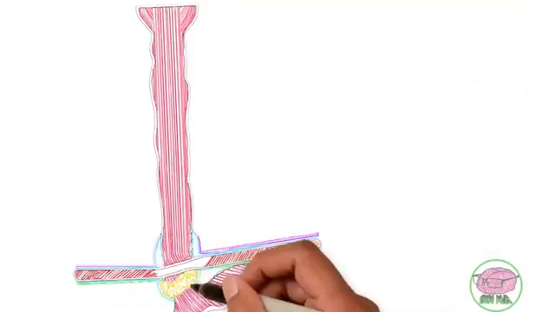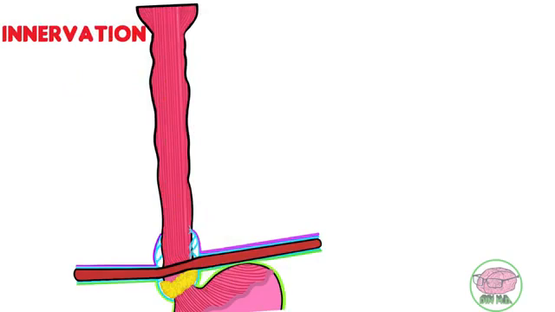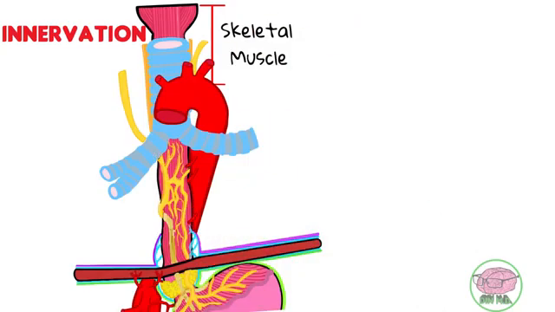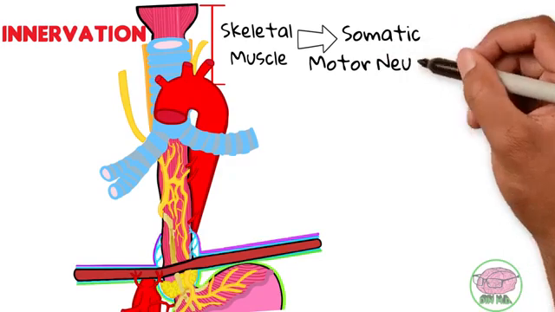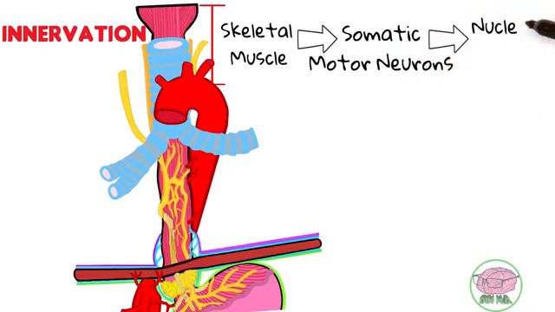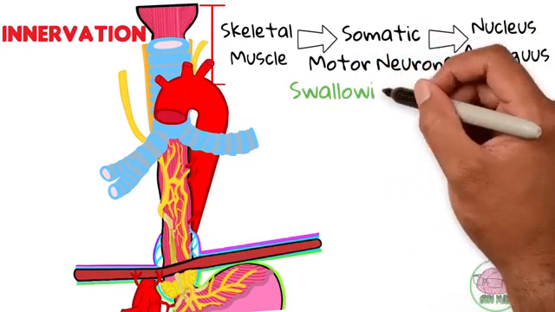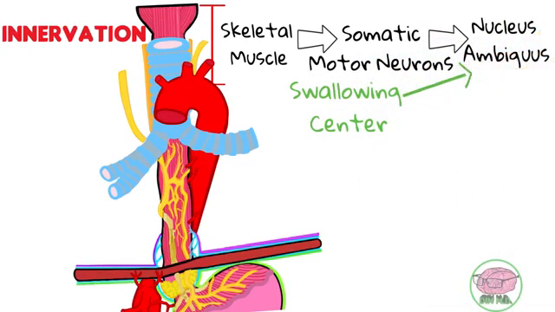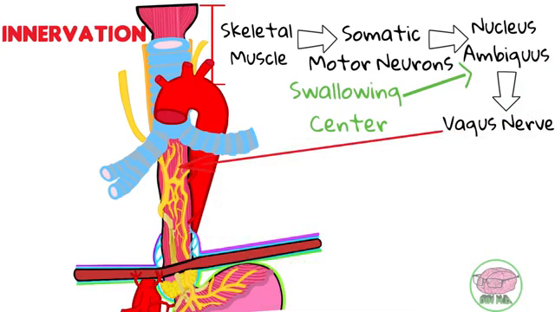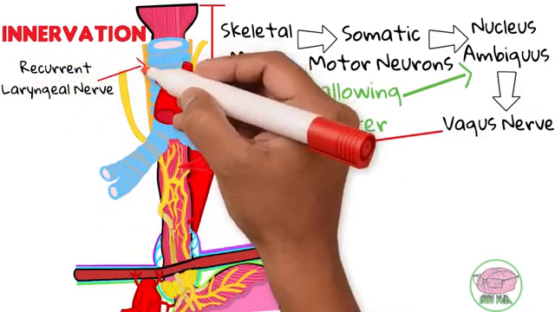In order for the esophagus to do its job, it needs to receive orders from the nerves. The superior 1/3 of the esophagus is made up of skeletal voluntary muscle, mainly the cricopharyngeus muscle. Therefore, it's innervated by somatic motoneurons. In this case, they originate from the nucleus ambiguus, also known as the swallowing center, located in the brainstem, and they arrive to the cervical esophagus transported by the recurrent laryngeal nerve.